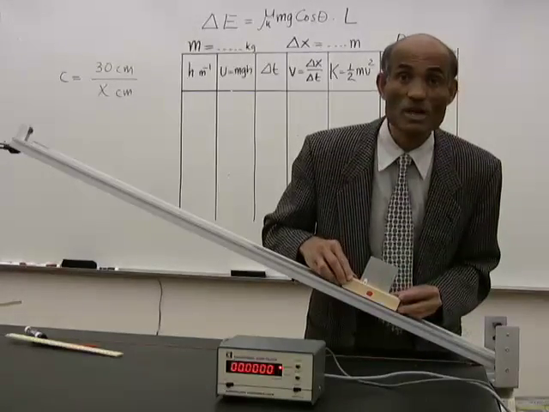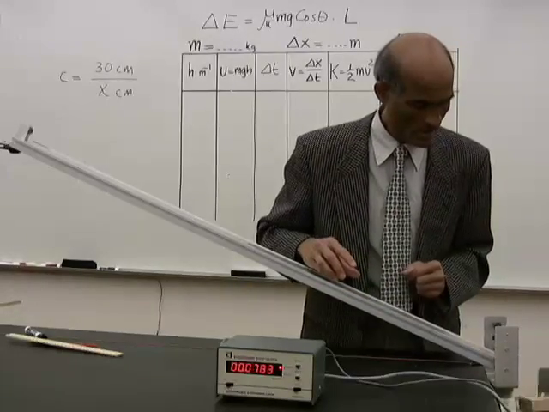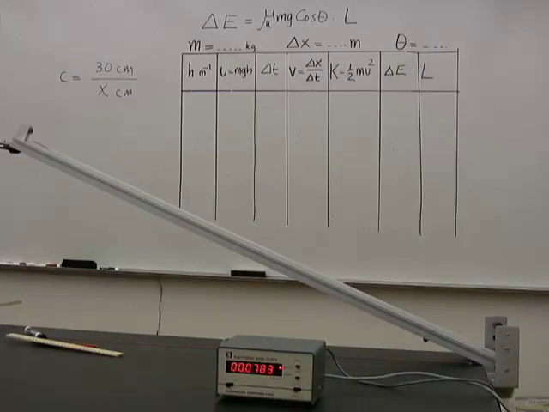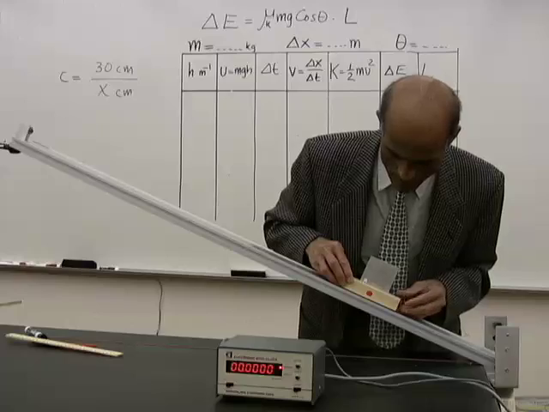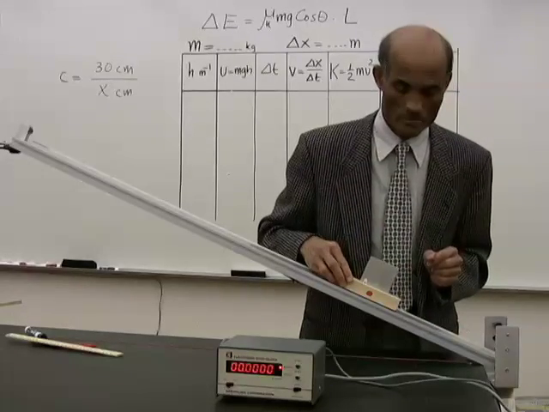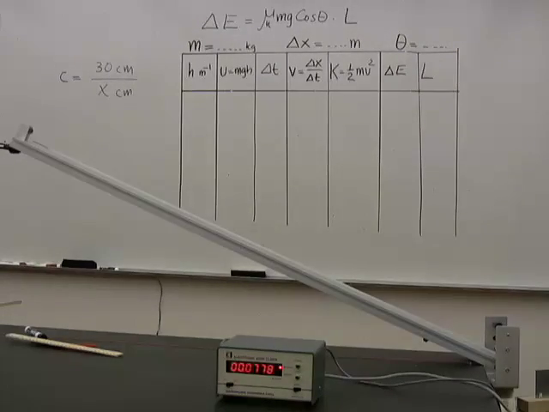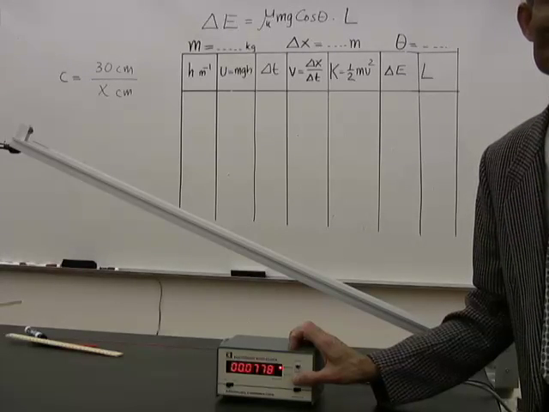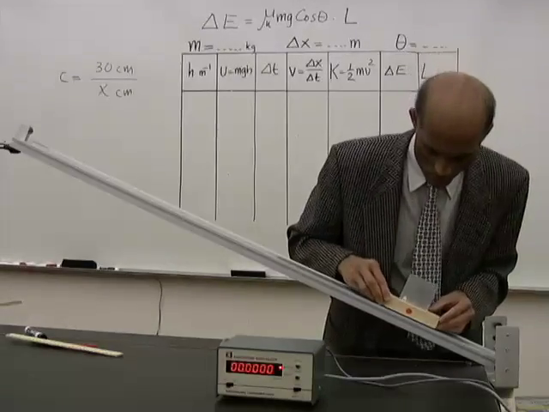Let's do a second trial from the same height. Second trial. Reset the clock. And now a third trial from the same height. Alright, we have 3 trials from that height. Find average delta t and the velocity. And finally, let's do, well, maybe a couple more.